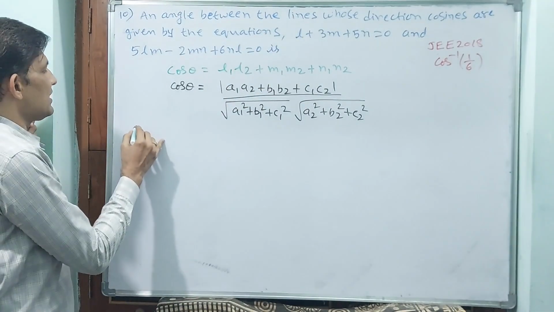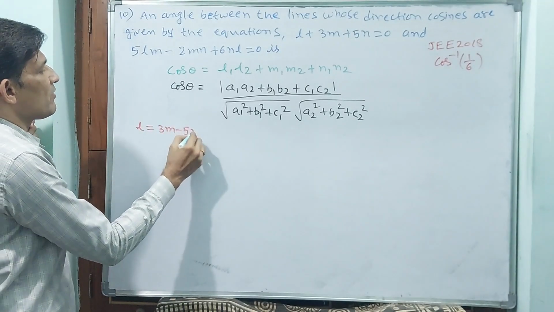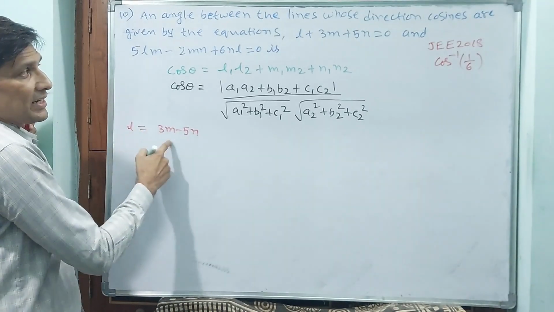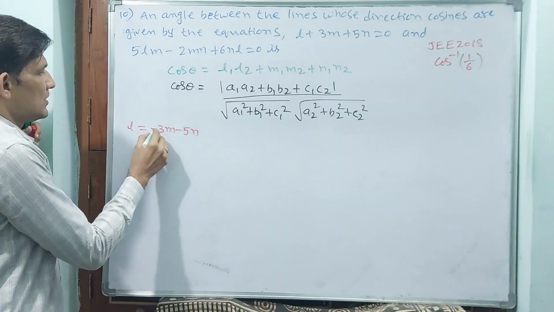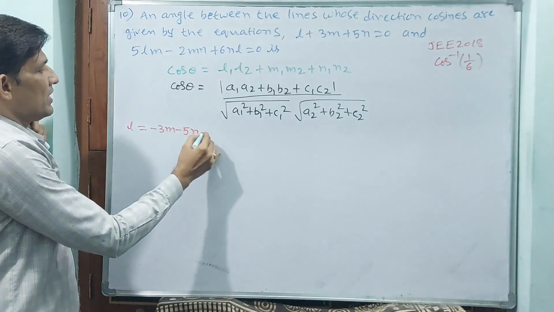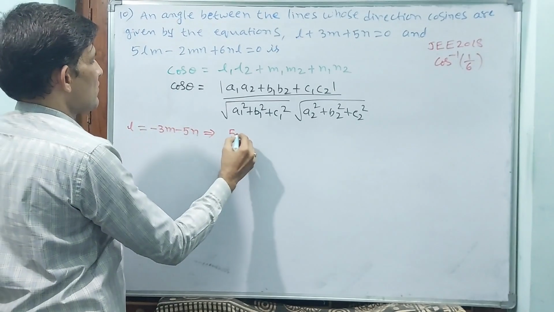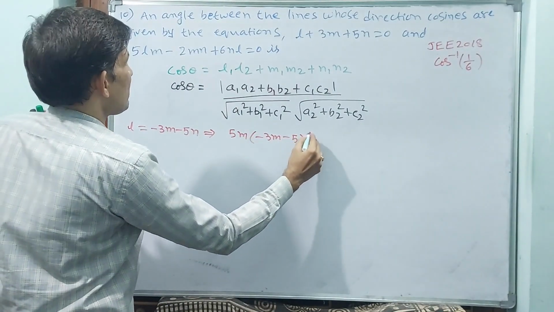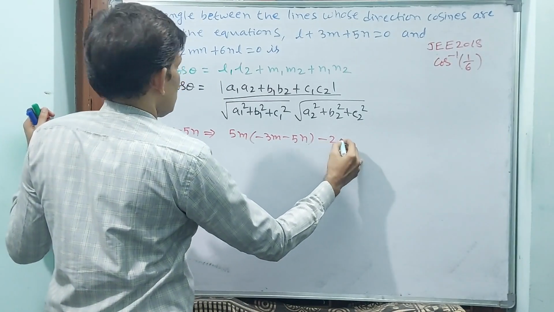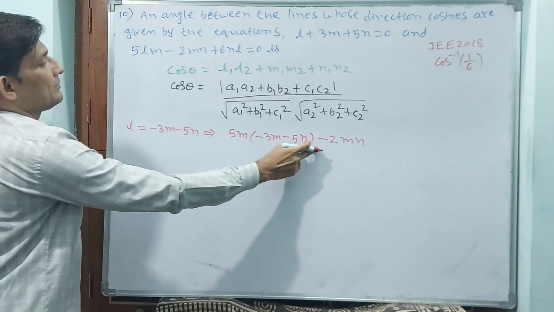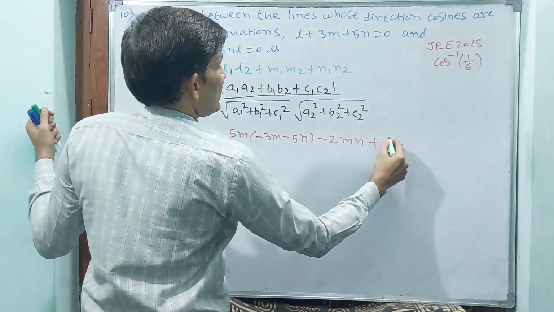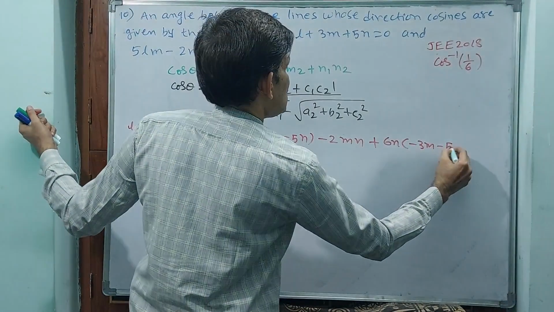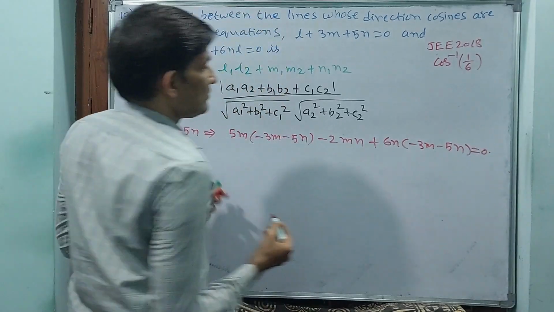See, first equation I am taking like this: l is equal to minus 3m minus 5n. Implies, go for the second equation: 5m into (minus 3m minus 5n) minus 2mn, because l only you are replacing, plus 6n into again (minus 3m minus 5n) is equal to 0. Understand?